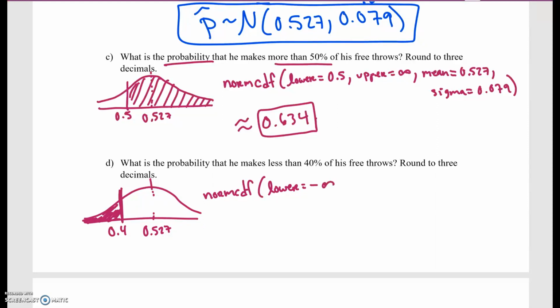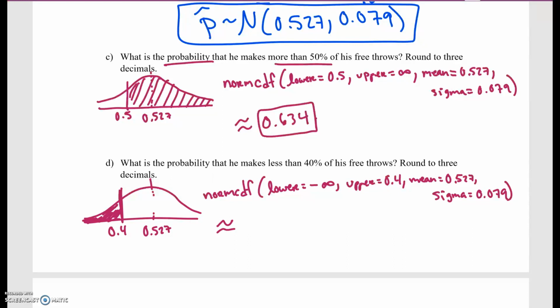So my lower bound is going to be negative infinity. My upper bound in this case is going to be 0.4. My mean is going to be 0.527. And my sigma is going to be still the same, 0.079, since we're still dealing with the 40 free throws. All right, so what is this going to give me? I'm going to put distributions, normal CDF. My mean stays the same, so does my sigma. My lower bound is going to be negative infinity, and my upper bound is going to be 0.4.